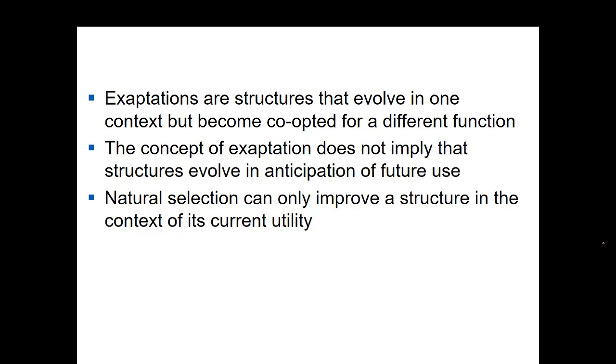Exaptations are structures that evolve in one context but become co-opted for a different function. So they evolve for one reason, but then they become co-opted for a different function. The concept of exaptation does not imply that structures evolve in anticipation of future use. Natural selection can only improve a structure in the context of its current utility. So remember, natural selection is a process of evolution. It can enhance things, and you can see it within populations, but even maybe within generations, right?